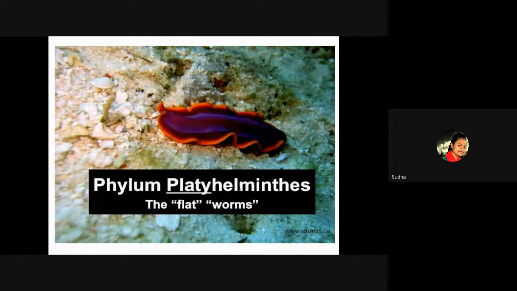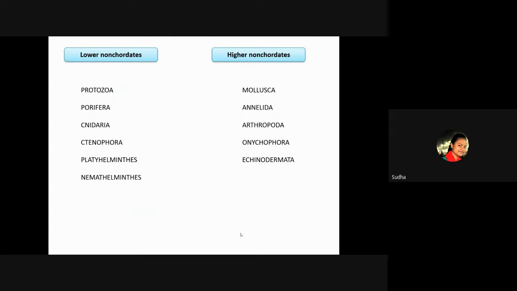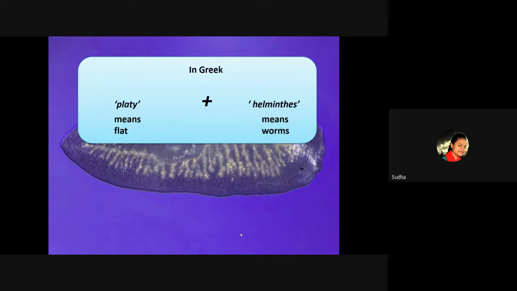Okay, so I'll just tell you once again. Phylum Platyhelminthes basically includes the flatworms, monogeneans, flukes, and tapeworms, as I already said, and these are some of the names of the other phyla under non-chordates. The word Platyhelminthes comes from two words, platy and helminth. Platy means flat and helminth means worms.